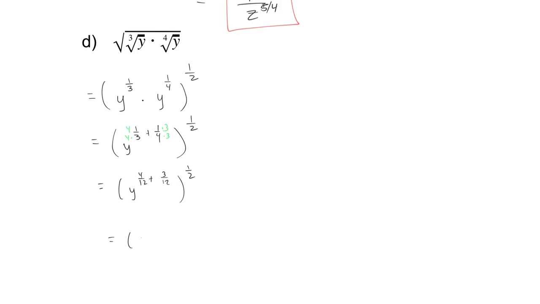So this would give me y to the 7/12 to the 1/2. And now I'm going to use my power rule of exponents. I'm going to multiply those. So this would be y to the 7/12 times 1/2, which gives me a grand total of y to the 7 over 24. And that's done.